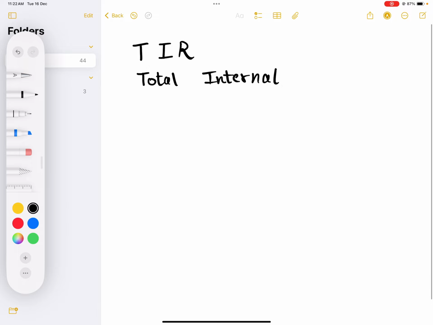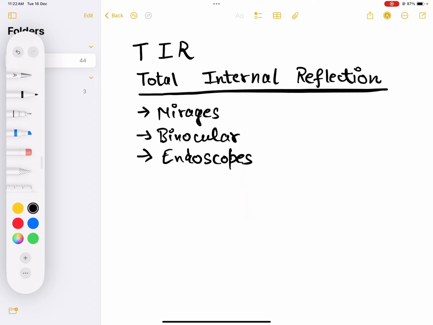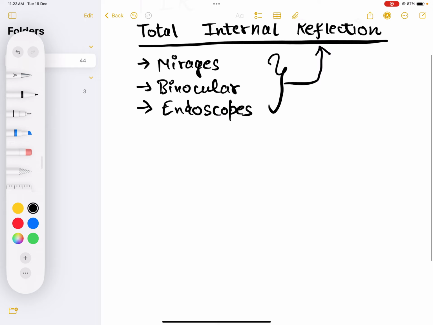You probably have been seeing very different applications around you which use total internal reflection as the basic principle. For example, the mirages which you observe in desert, the binoculars which you use to look at distant objects, endoscopes. These are a few of the examples which include total internal reflection as the basic principle.